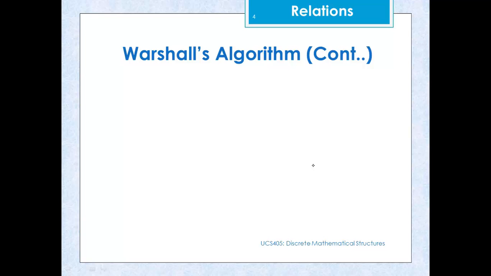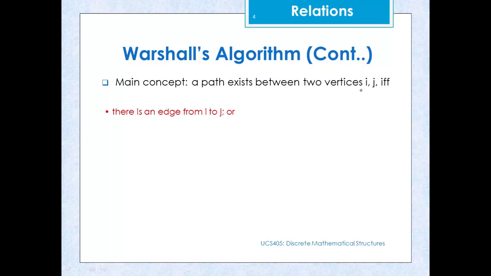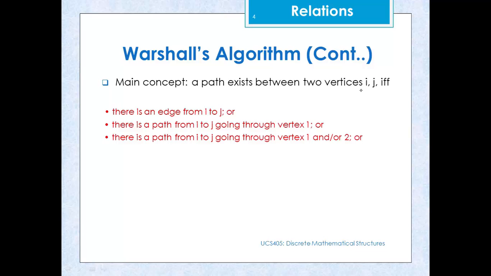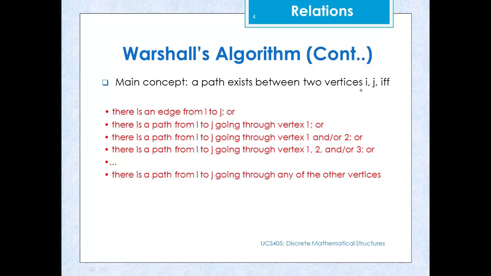The main concept behind Warshall's algorithm is that there is a path between two vertices i and j if and only if there is an edge from i to j, or a path from i to j going through vertex 1, or a path from i to j going through vertices 1 and 2, and so on. If we reach the last, we can say that there is a path from i to j going through any of the other vertices that exist there.